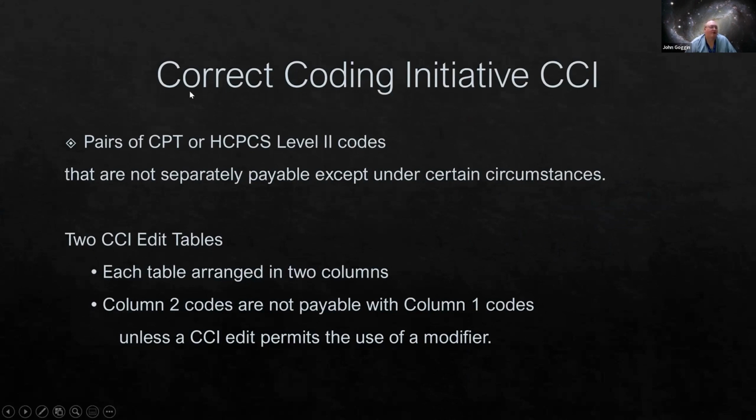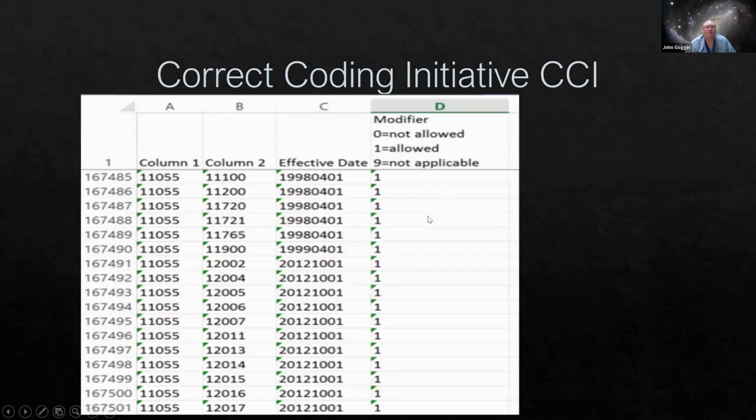So the other concept that you need to understand is the Correct Coding Initiative. And I know I'm running a little long here, but let's see if we can make it through this. So the CCI is essentially a list of codes published in 2 columns that are not payable together typically. And this is published on Medicare's website. It's an Excel spreadsheet that you can download, or you can get it in a PDF, but trust me, you want to get it in the spreadsheet.